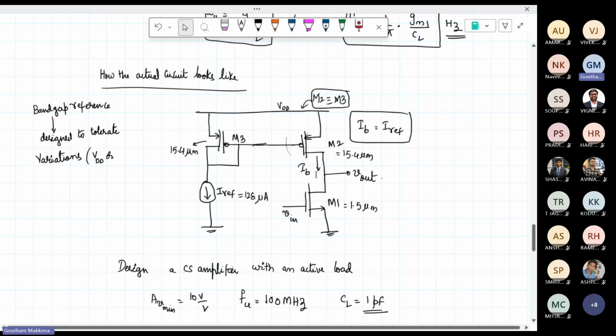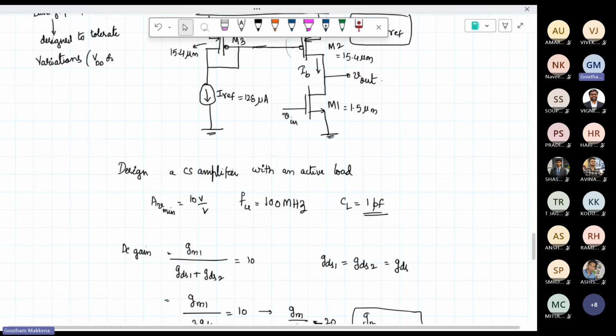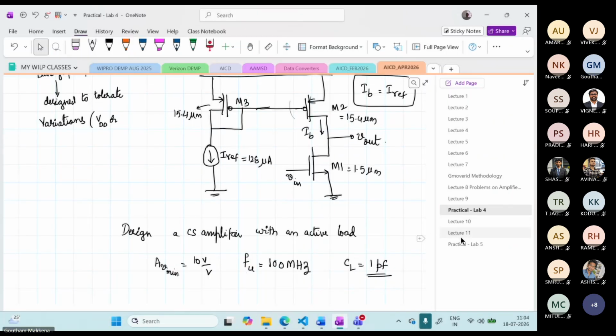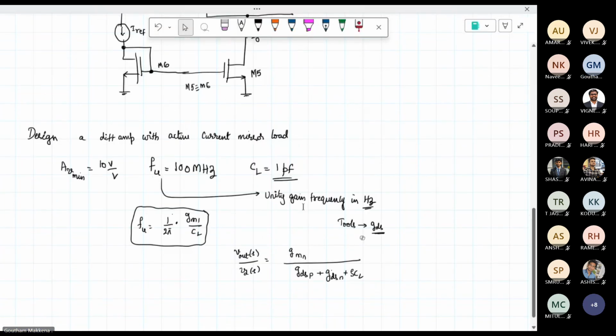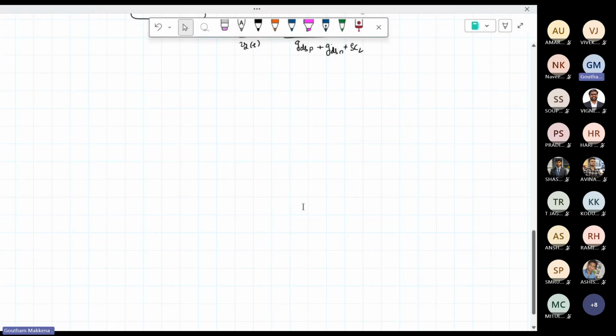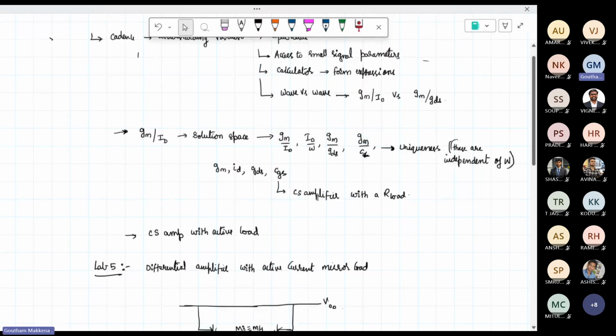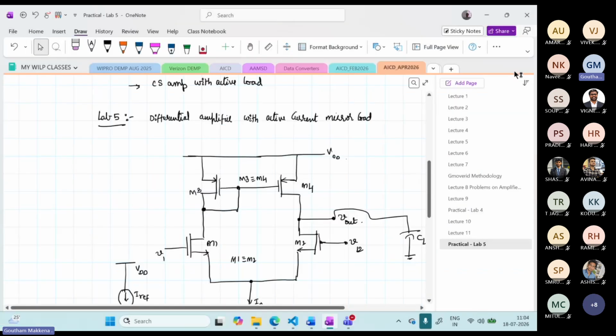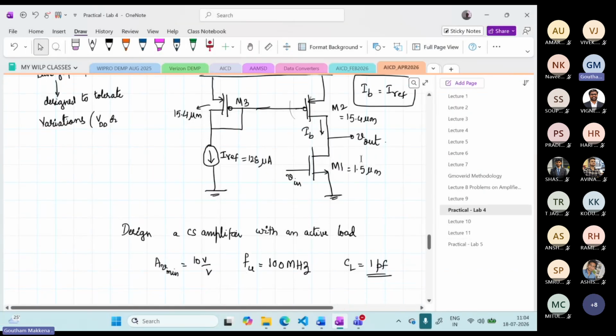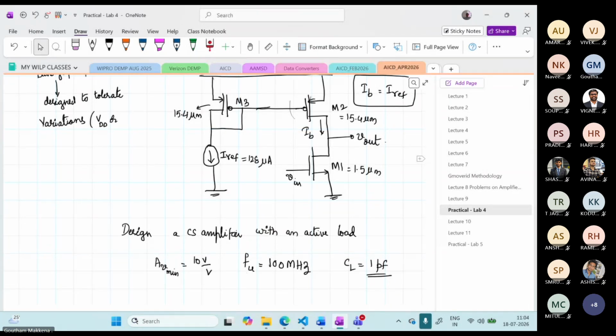Right. Are you getting the picture? So what am I trying to say? What will be the sizing of M1, M2? Anyone? What did we get here? M1 as 1.5 micron. Are you able to follow? Yes or no?